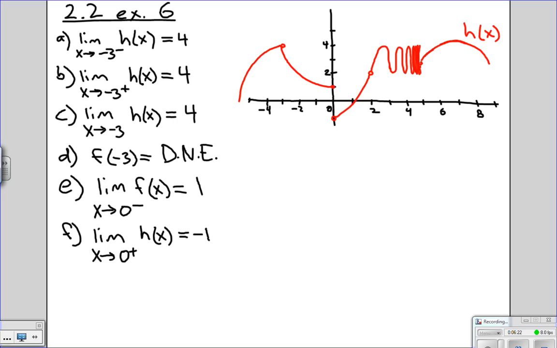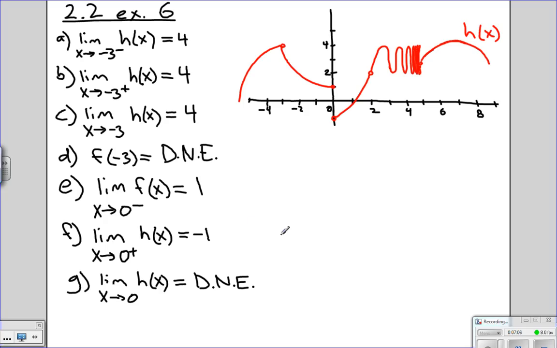Then part G asks, what's the overall limit? So remember the rule is that for the overall limit, you look at the limit from the left and the limit from the right, and if they agree on the same thing, then that's the overall limit. But if they disagree, and in this case looks like they disagree, people from the left say the limit's 1, people from the right say the limit is negative 1. Since they disagree, there is no overall limit. So the overall limit does not exist in this case.